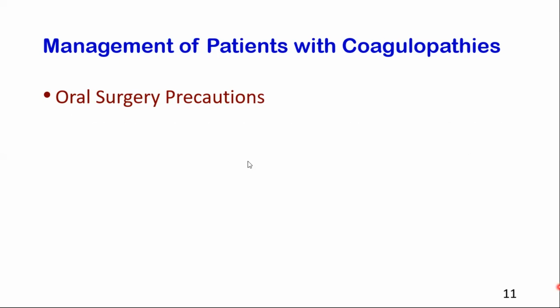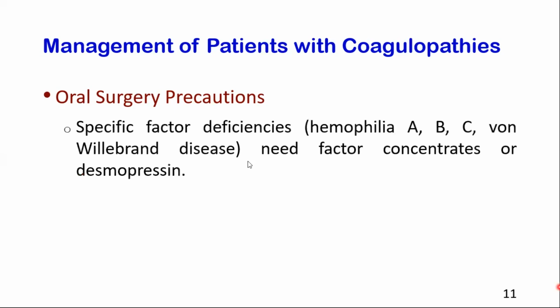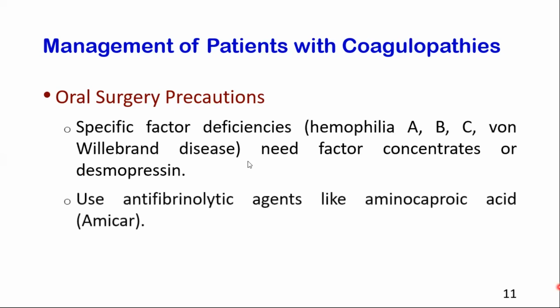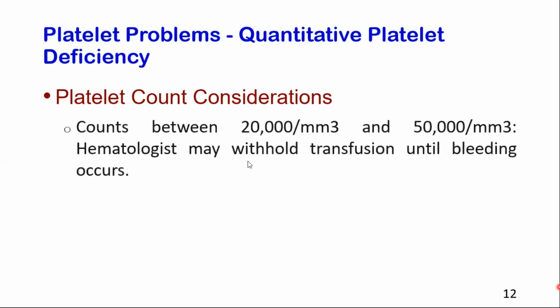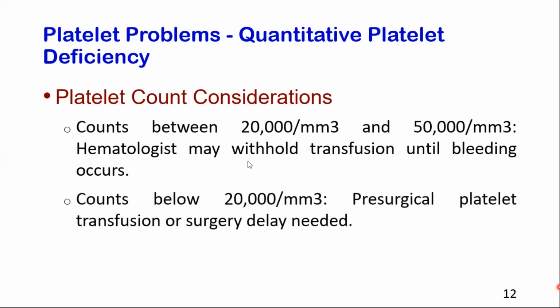For deficiencies like hemophilia A, B, C, or von Willebrand disease, we use factor concentrates or desmopressin. Antifibrinolytic agents such as aminocaproic acid also help manage bleeding. For quantitative platelet deficiencies, if the platelet count is between 20,000 to 50,000 per cubic millimeter, the hematologist may wait to see if post-operative bleeding becomes an issue before giving a transfusion. If the count is below 20,000 per cubic millimeter, a transfusion before surgery or a delay in surgery is necessary to ensure patient safety.